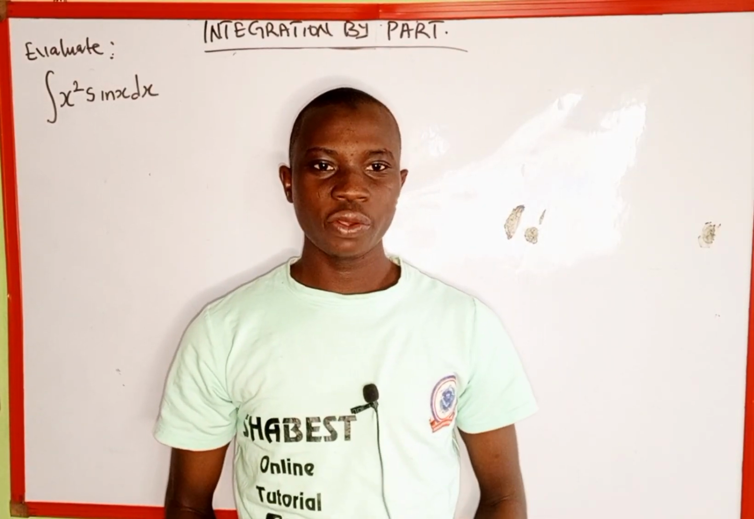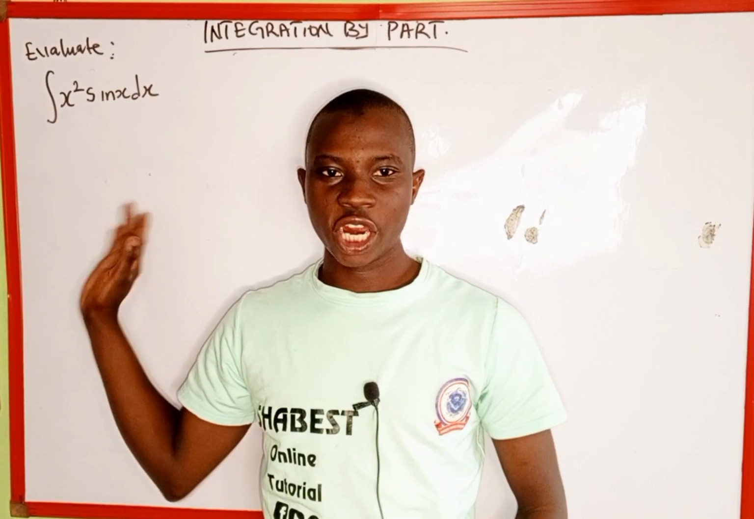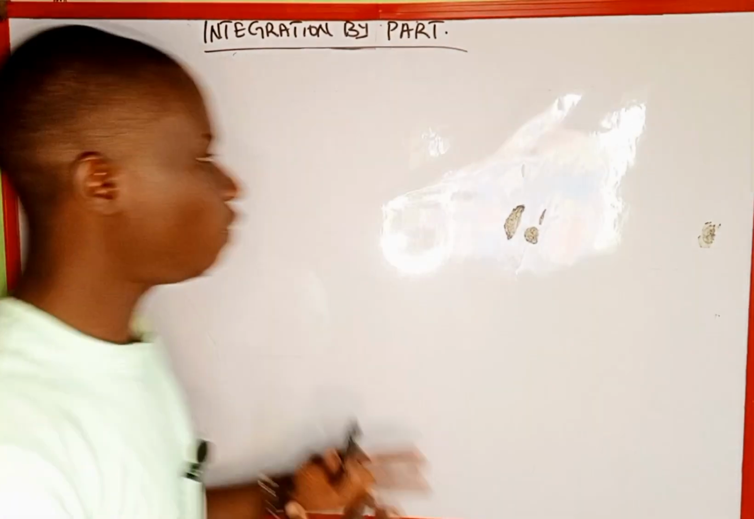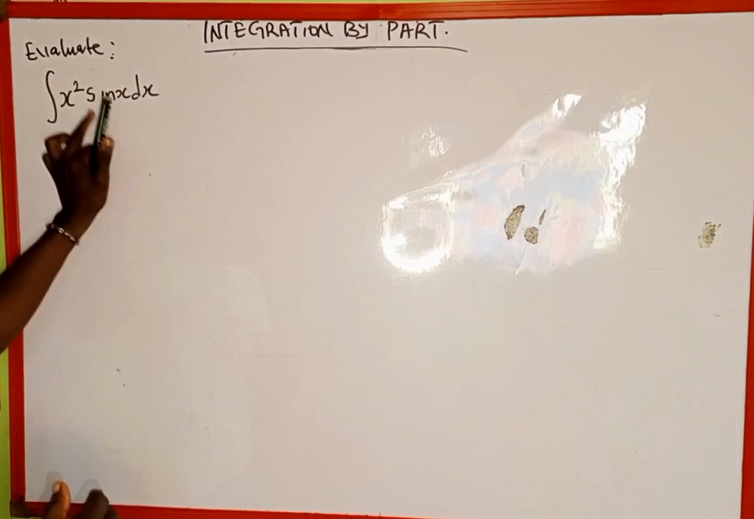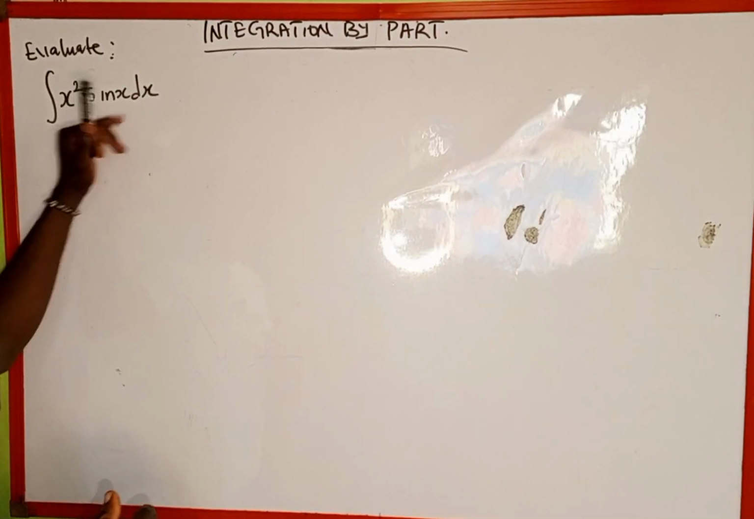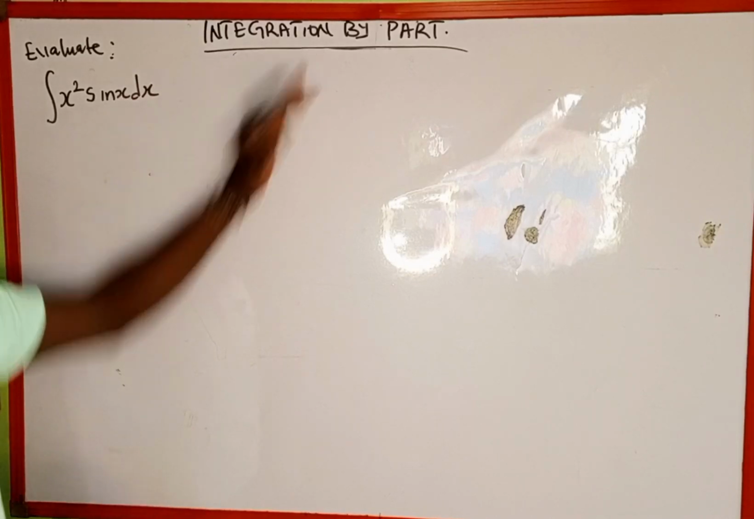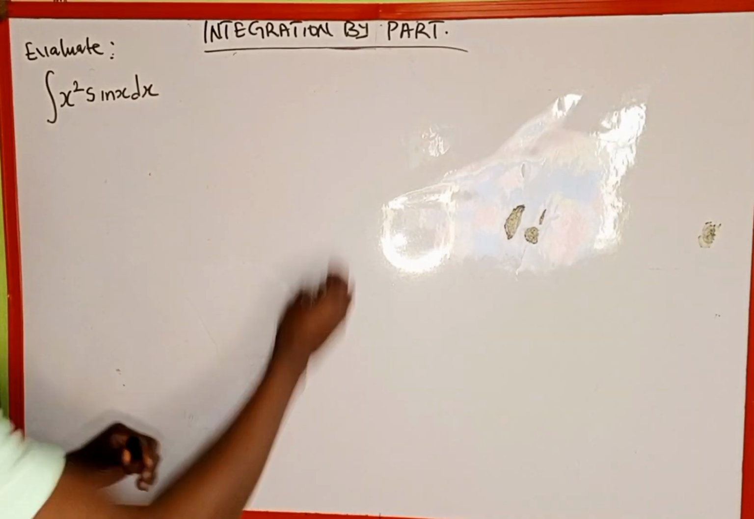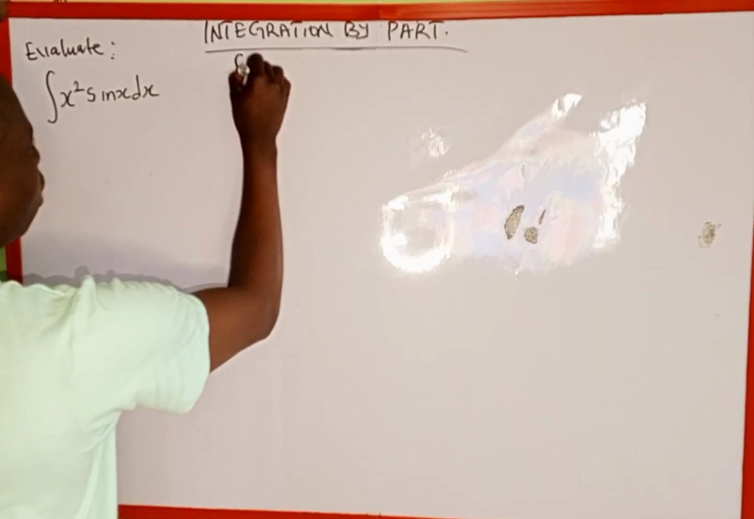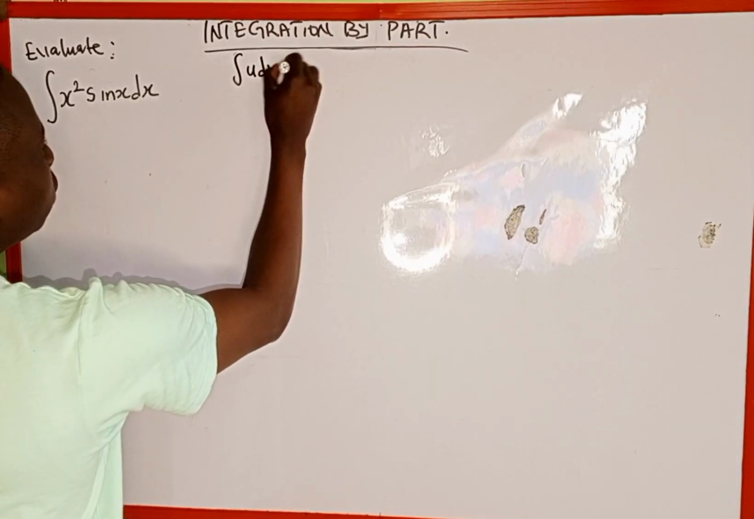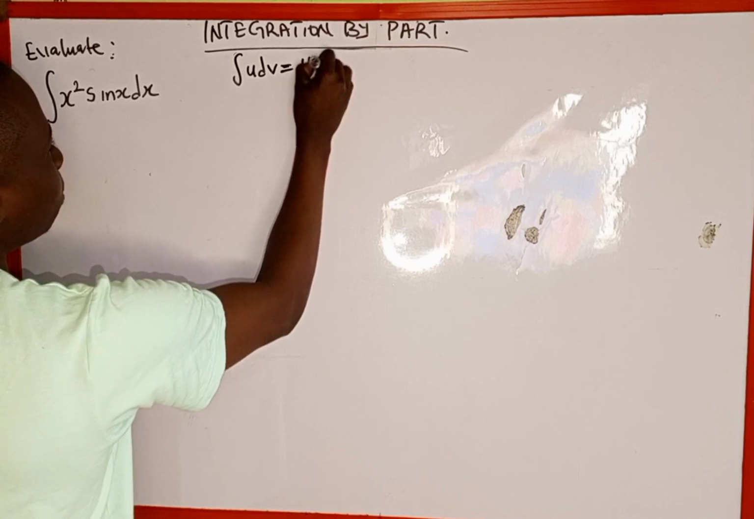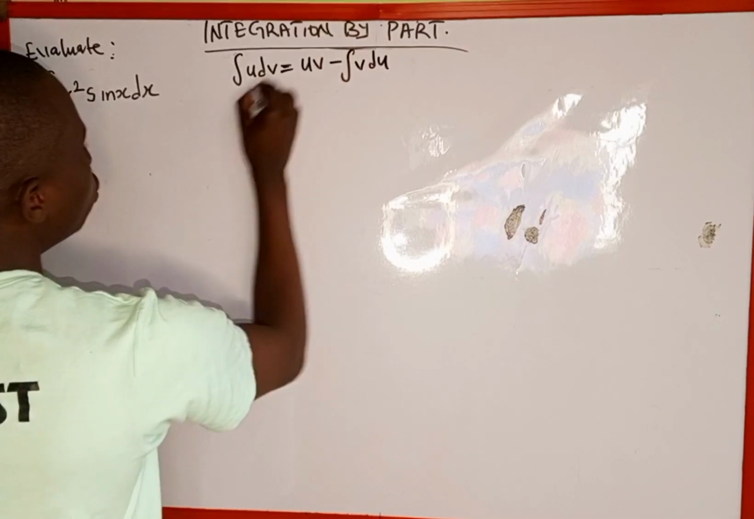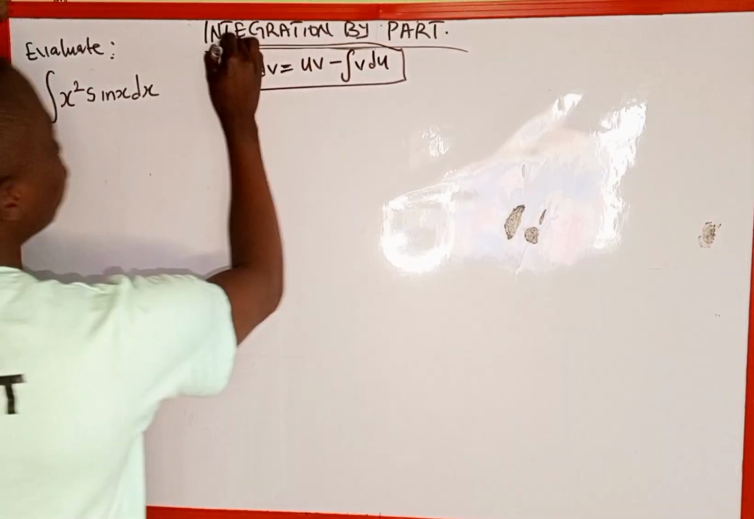In today's tutorial, we are going to learn how to evaluate the integral of this function with respect to x using integration by parts. And the given function is what? x squared sine x. Then we are integrating it with respect to x using integration by parts. The first thing we are going to do is to recall the integration by parts formula, which is what? Integral of u dv is equal to u multiplied by v minus integral of v du. So this is the integration by parts formula.